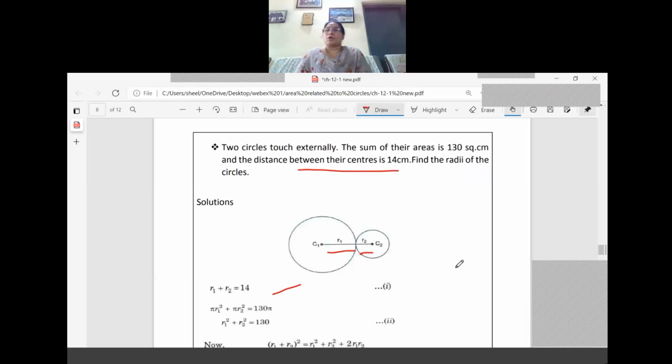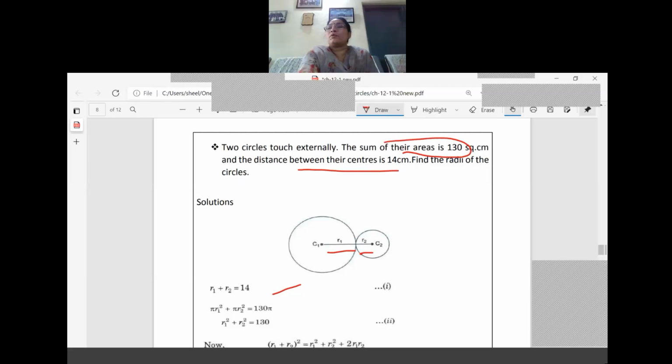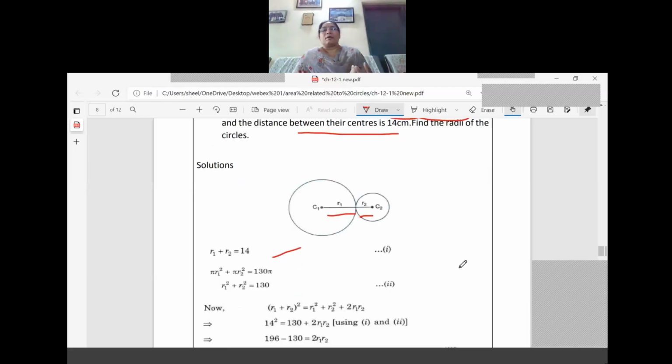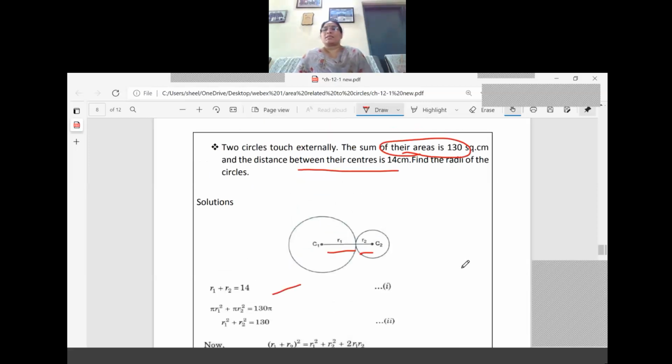Now, what is one more condition? The sum of their areas equals 130. So applying the area formula, pi r1 square plus pi r2 square equals 130 pi, and pi gets cancelled. The remaining is r1 square plus r2 square equals 130. What is asked there? Find the radii of the circles.